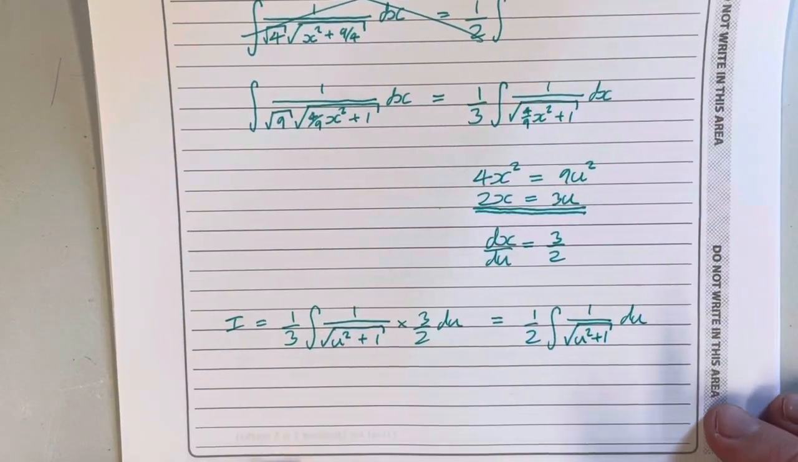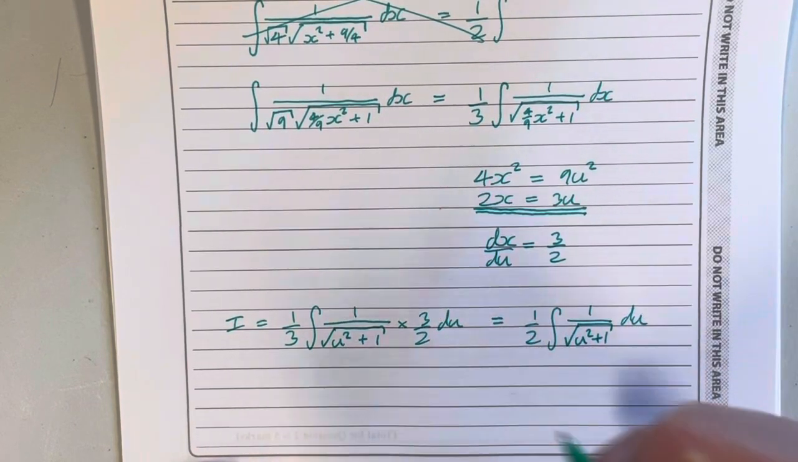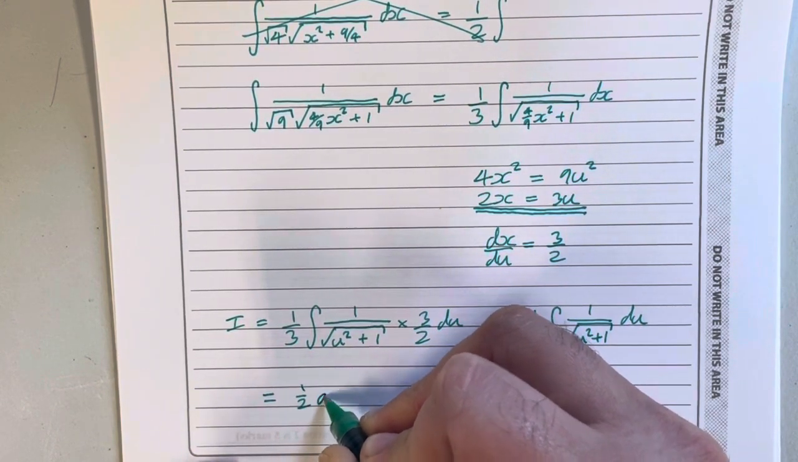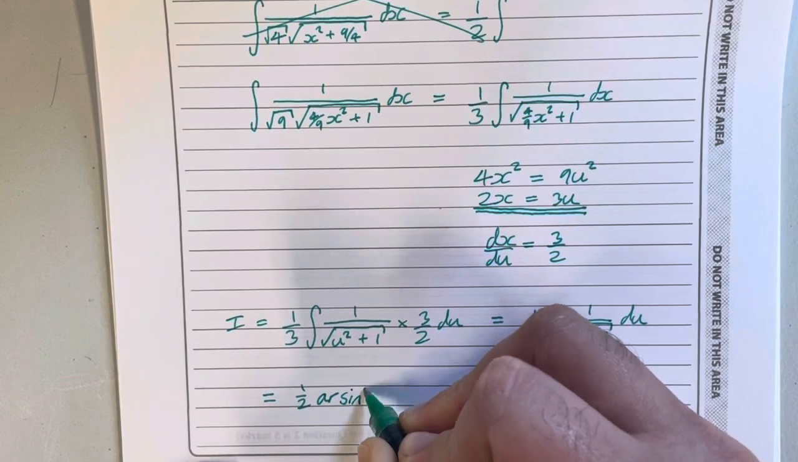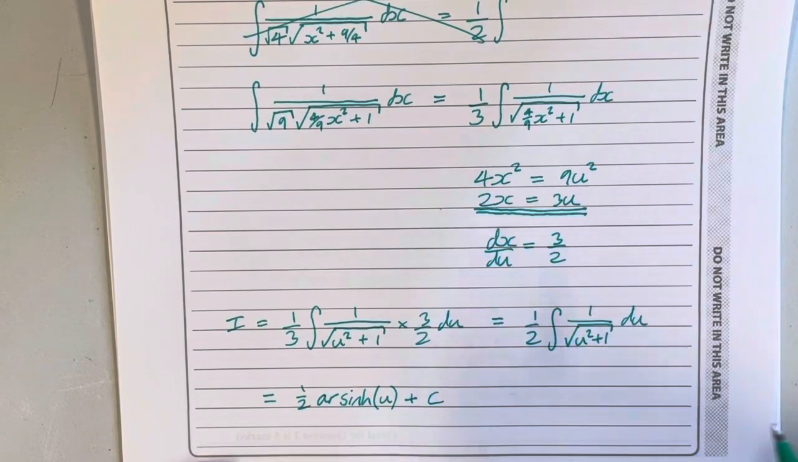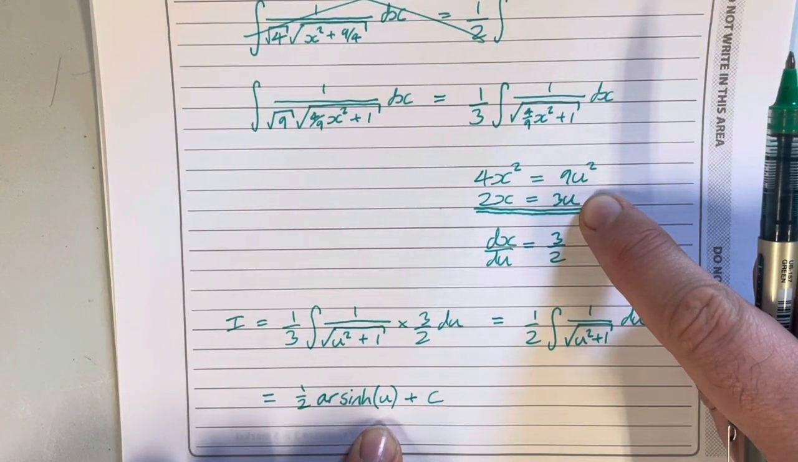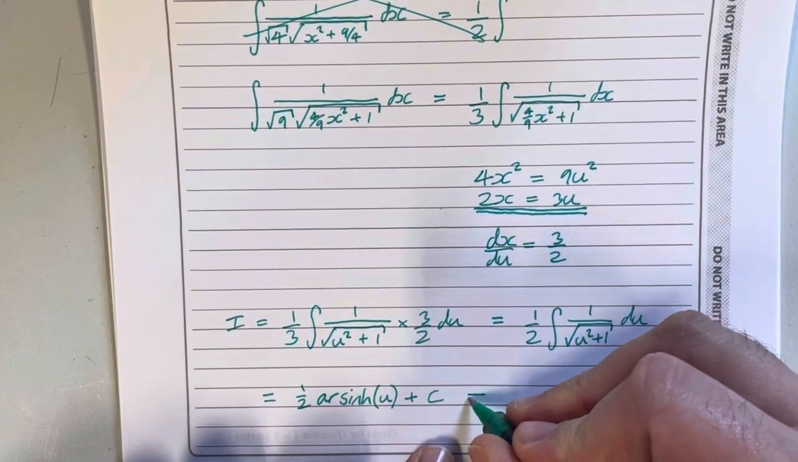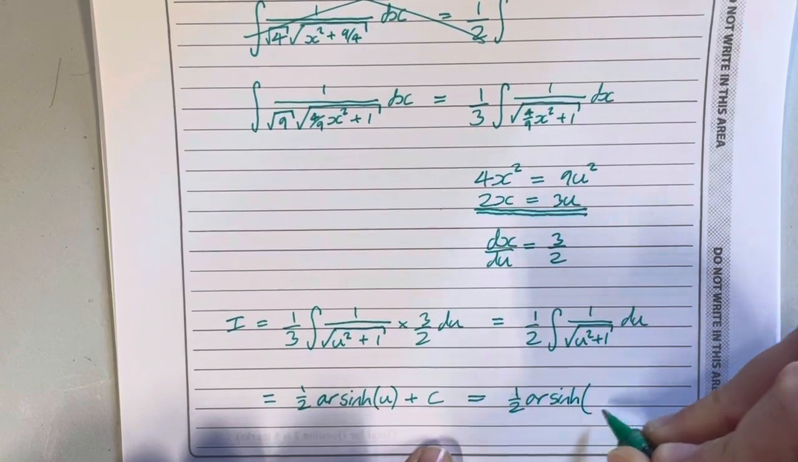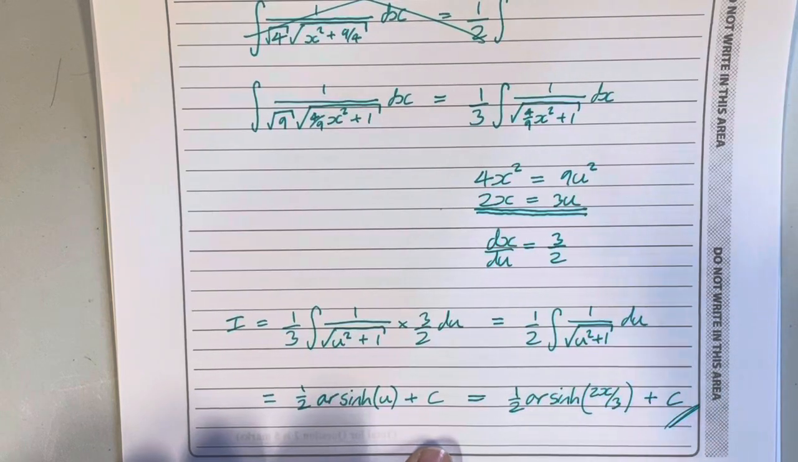Now, checking the formula book. This integral is given in the formula book as just arsinh of u, so we end up with a half times the inverse sinh, which I'm going to write as arsinh of u, plus my arbitrary constant. Then take my definition of u up here, which is 2x on 3, and plug it back in. So I end up with a half times arsinh of 2x on 3 plus c. Okay, so that is my answer.